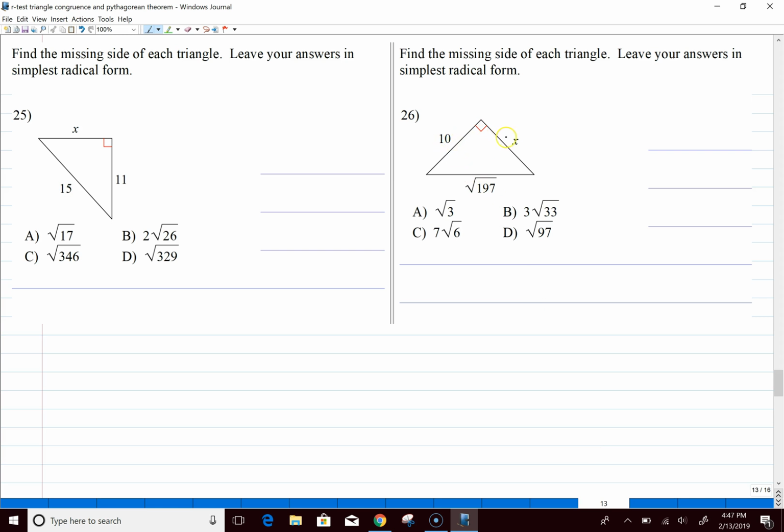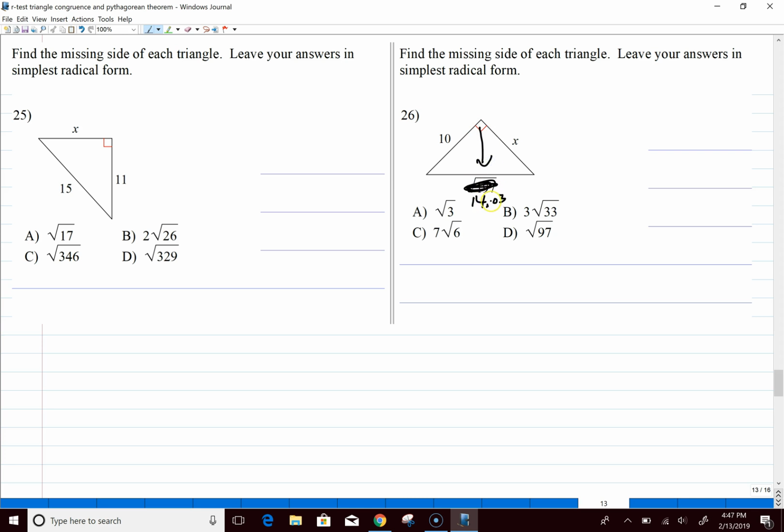So this is 10, leave it alone. This is x. Now the square root of 197, the square root of 197. I put this in the calculator, and it's going to give me 14.03. Okay, so I'm going to erase this. It's 14.03. All right, now the same work.